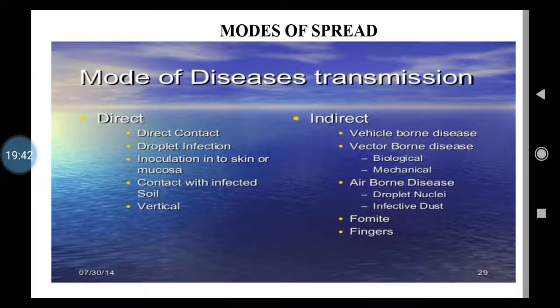And for the indirect modes, three main ones are there: vehicle borne, vector borne, which means the arthropods, and fomite borne. Airborne also we can take into consideration, and fingers.